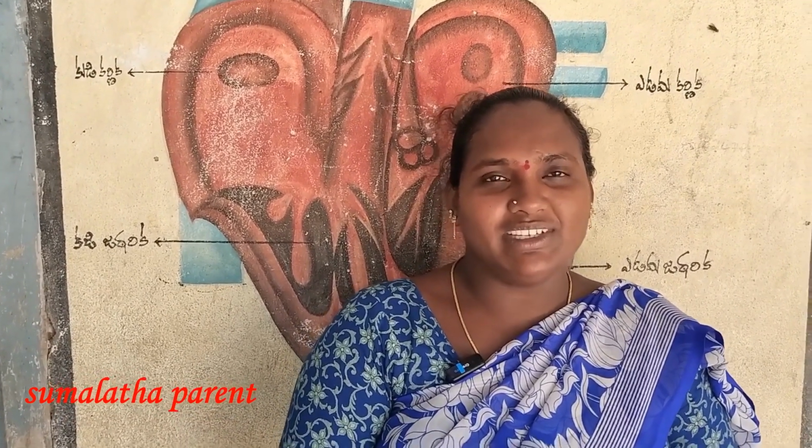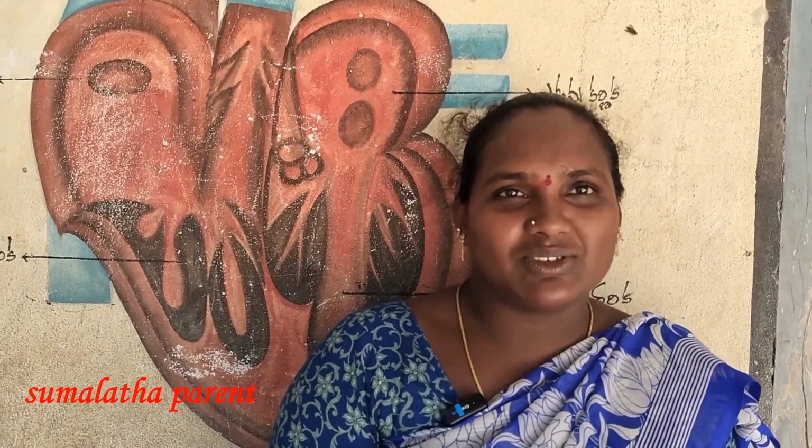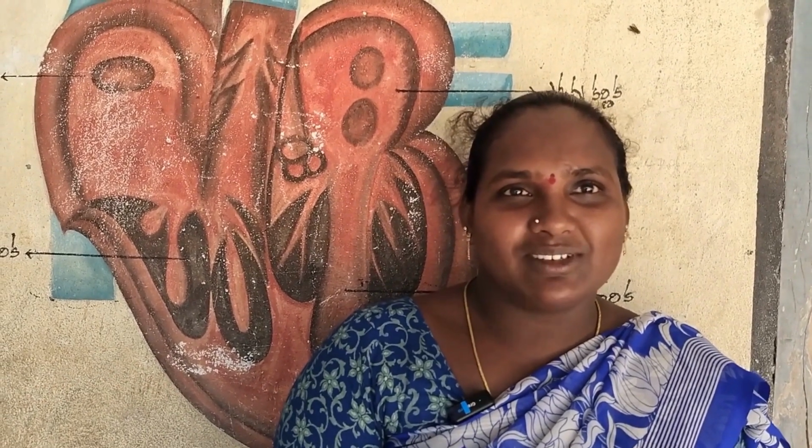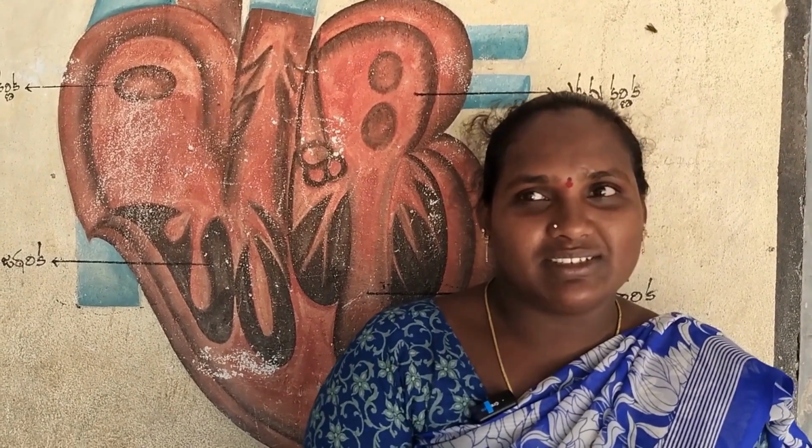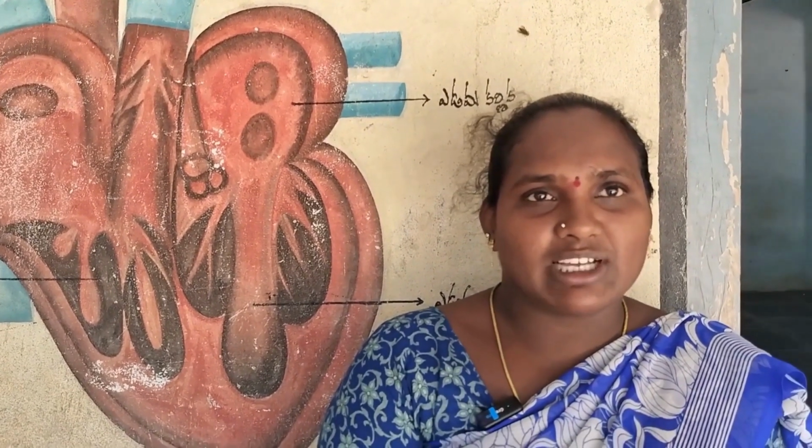My name is Sumalata. My daughter Vaishnavi is studying in 8th class in this school. She always explains to us what she learned in school. She got many awards in science fairs. She tells us how to use water wisely and grow plants.